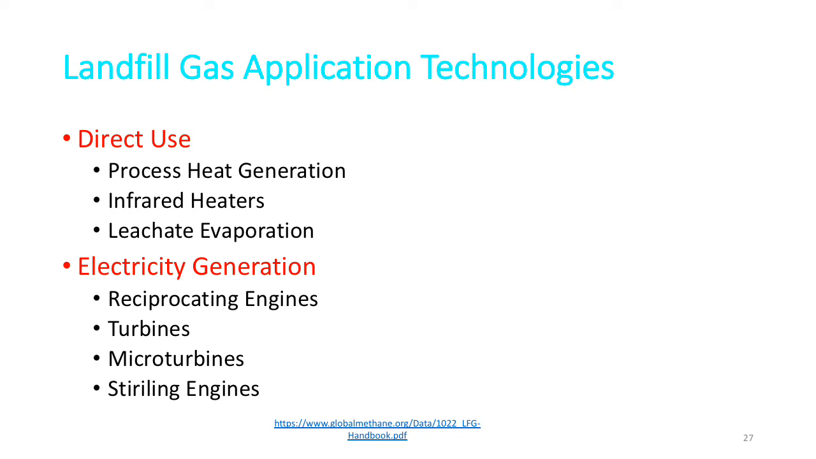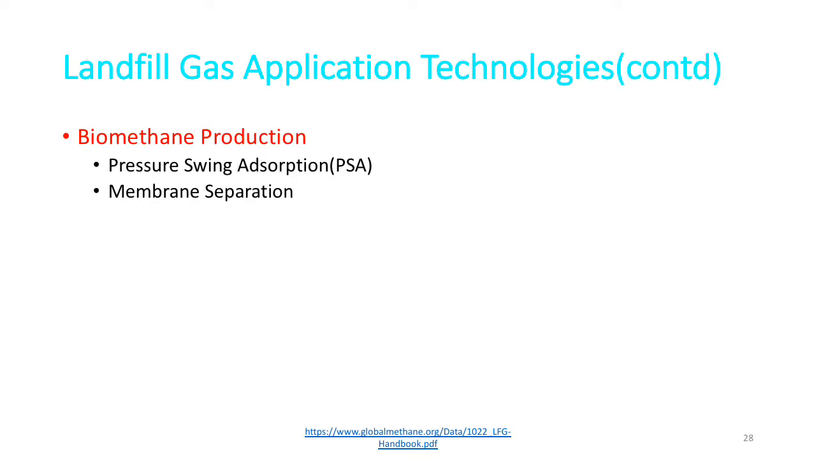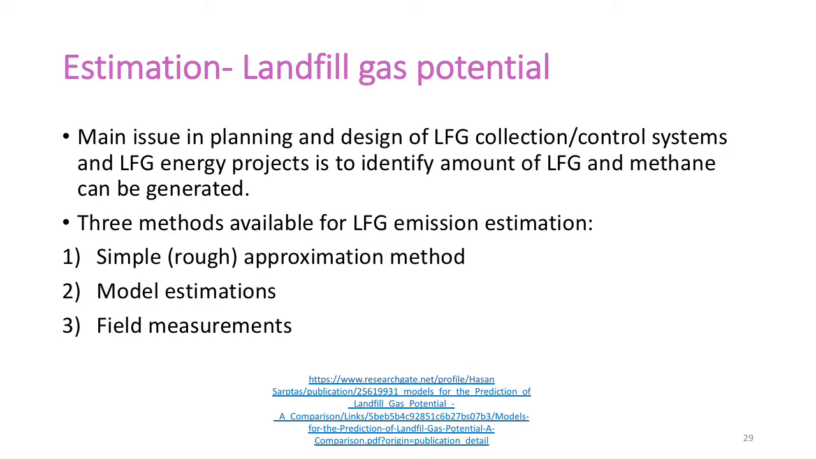It is produced by burning landfill gas in reciprocating engines, turbines, microturbines, or Stirling engines. It is very beneficial, and about 90% of the landfill gas projects are in Poland. And the third one is biomethane production, which is done by pressure swing adsorption and membrane separation.